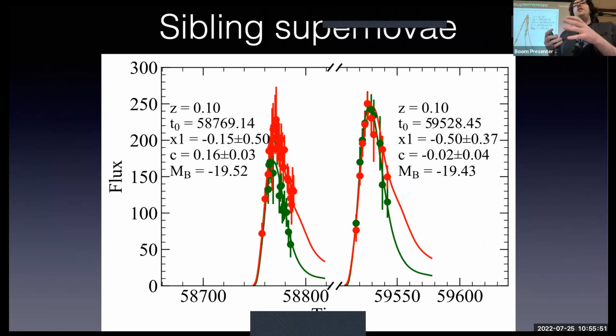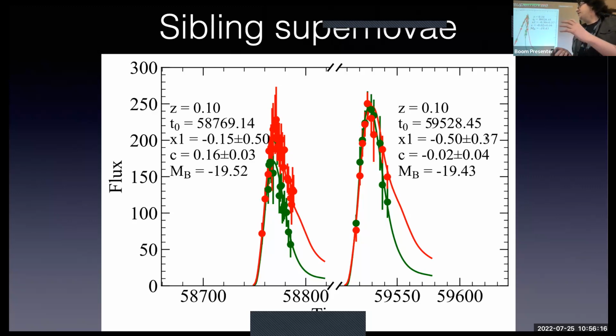So the siblings are also a really good analog for lensed supernovae, because in a lensed supernova, you might have two images of the same source separated by a few arcseconds or by a few fractions of an arcsecond, and by some time delay. That's not entirely unlike two supernovae in the same galaxy. It just happened to occur some time apart.